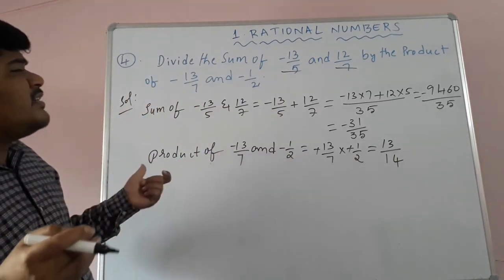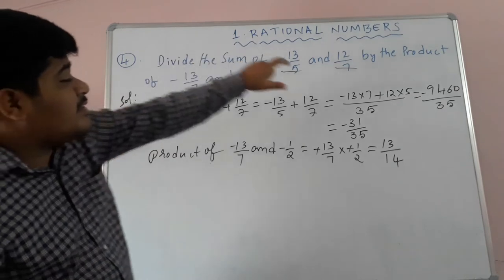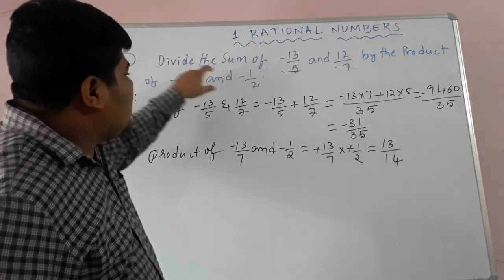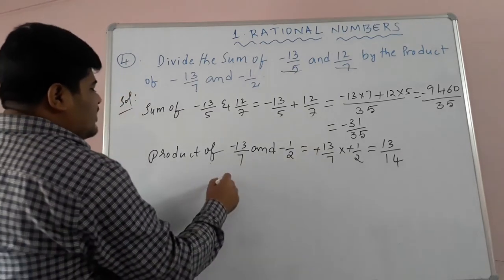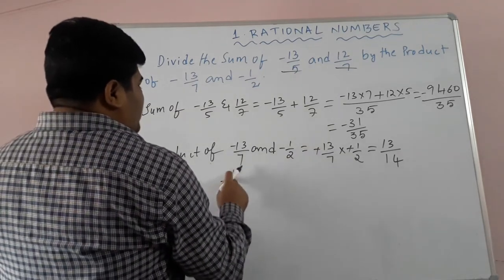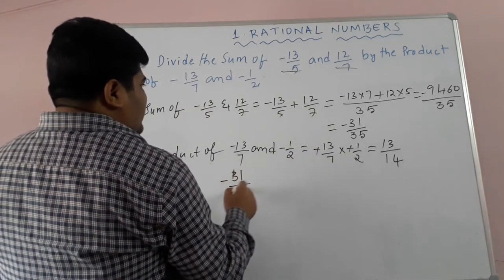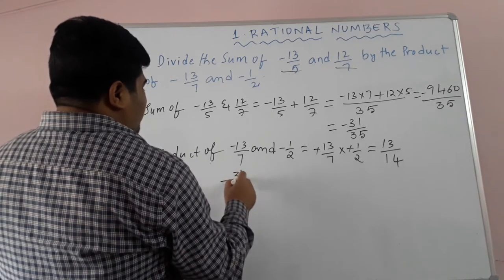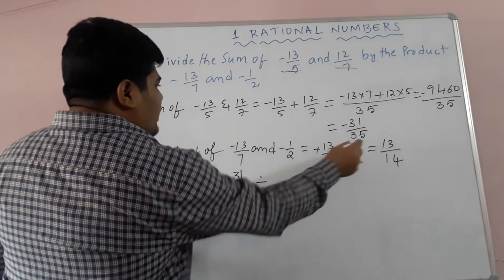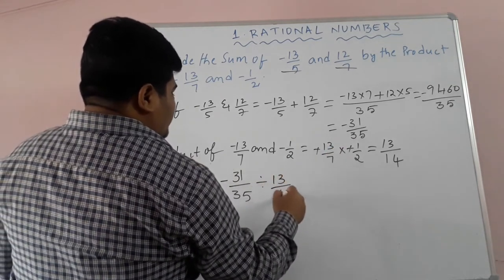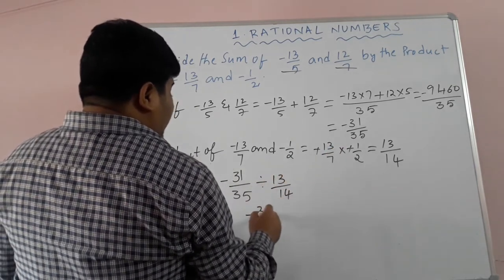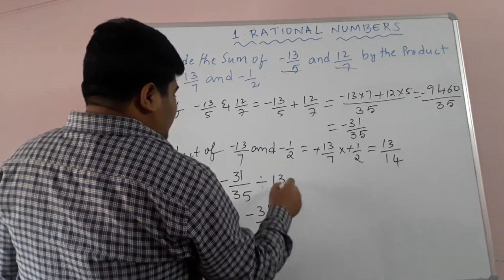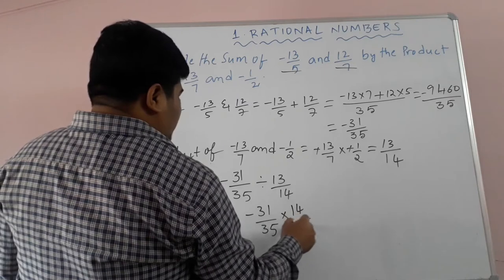Now what is the question, children? Divide the sum of these two numbers by the product of these two numbers. So the sum divided by the product. What is the sum? Minus 31 by 35, divided by 13 by 14. So, children, first fraction into the reciprocal of the second fraction. What is the reciprocal of 13 by 14? That is 14 by 13.